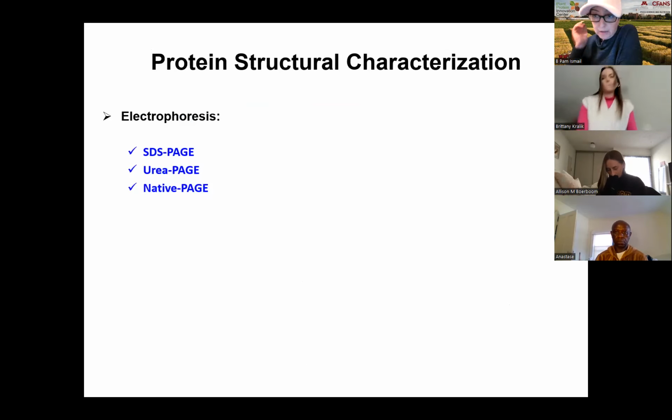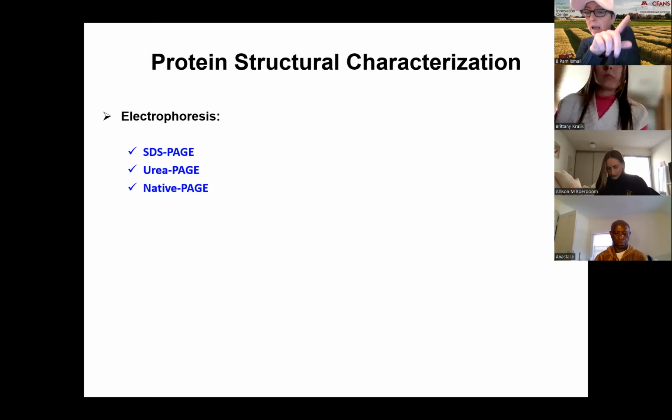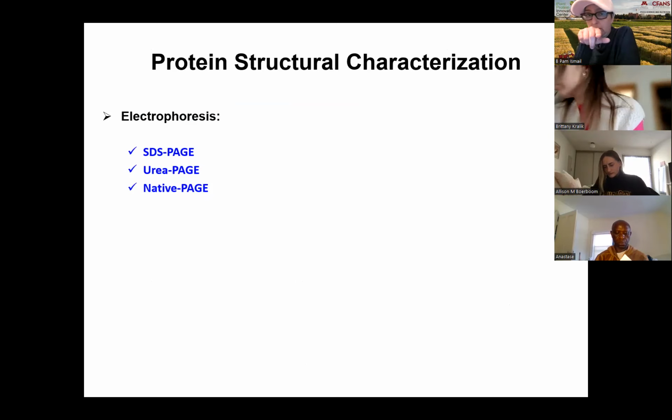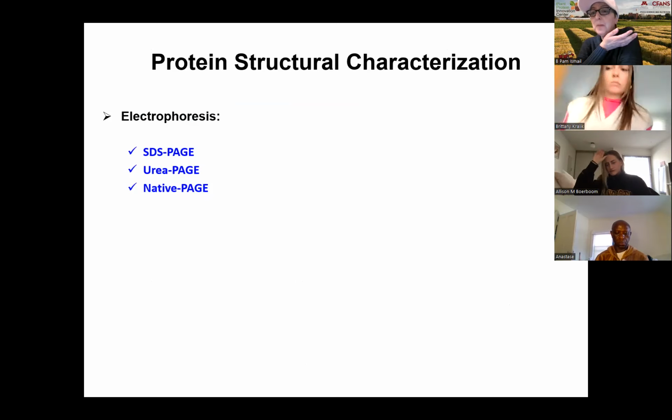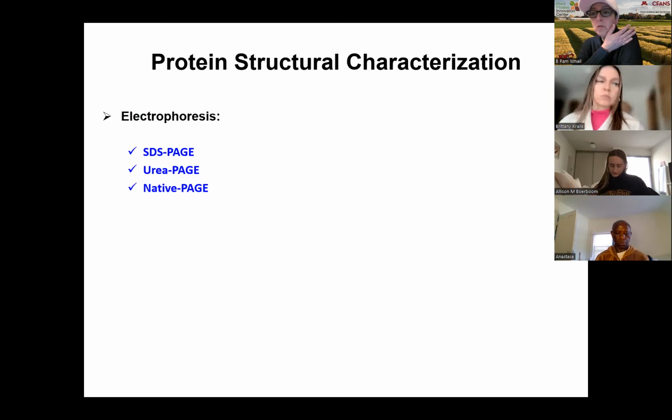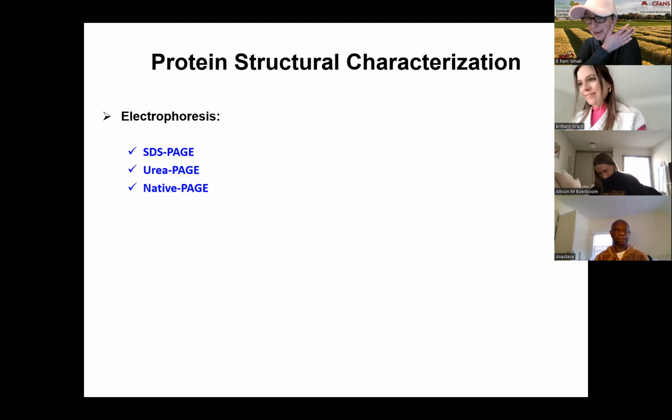So that's why it can give you a little bit of molecular interaction information. There are three forms of gel electrophoresis, or what we call polyacrylamide gel electrophoresis. You know it as PAGE, but how many of you knew that PAGE stands for polyacrylamide gel electrophoresis?